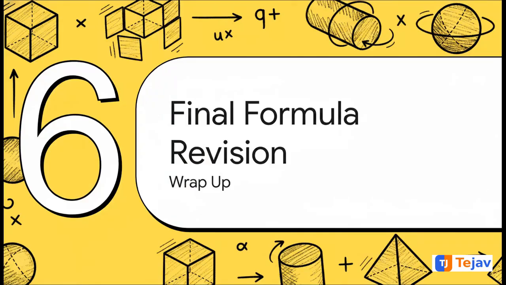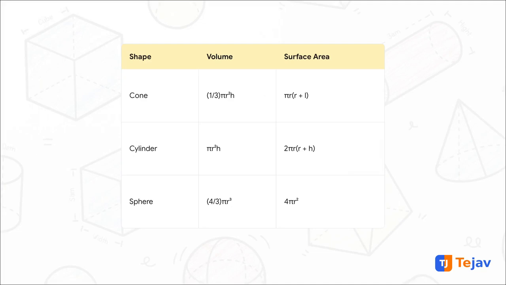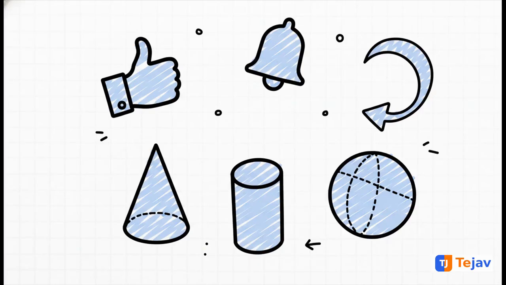Section 6. Final formula revision, wrap up. Here it is, your ultimate cheat sheet. Seriously, take a mental snapshot of this table right now. Look at how the cone's volume has that 1/3, while the cylinder doesn't. Notice how the sphere stands totally on its own with the 4/3 and the cubed radius. When you look at them side by side like this, your brain spots the patterns. It makes remembering them during a stressful exam an absolute breeze. You guys now have the visual understanding and the exact strategies to completely conquer 3D geometry.